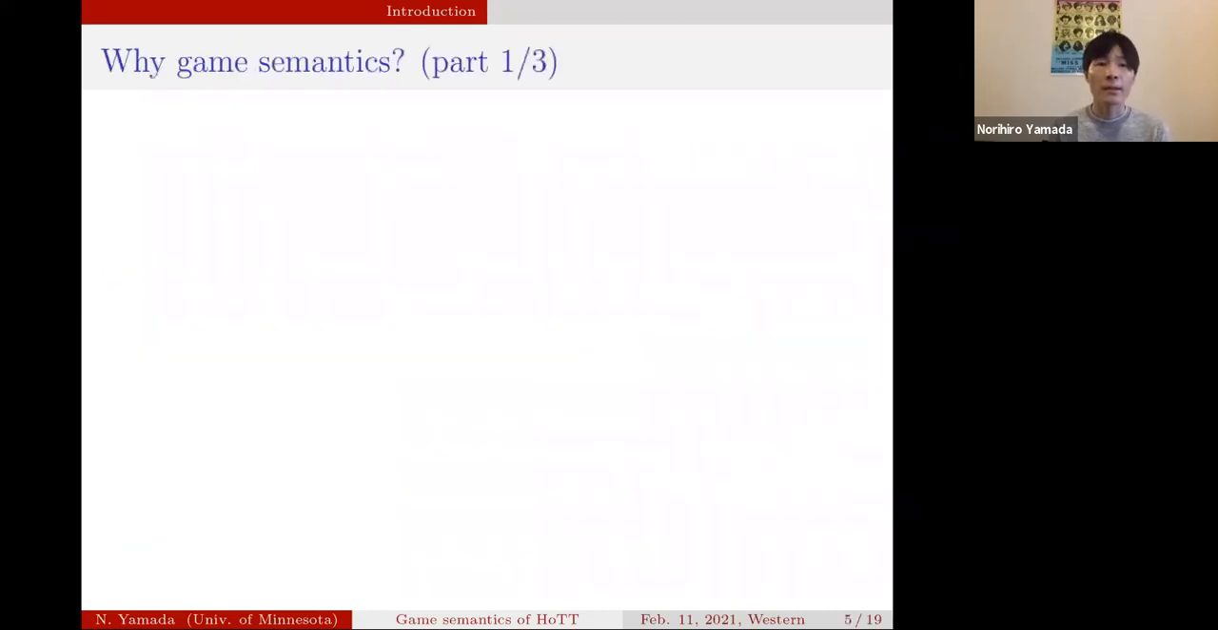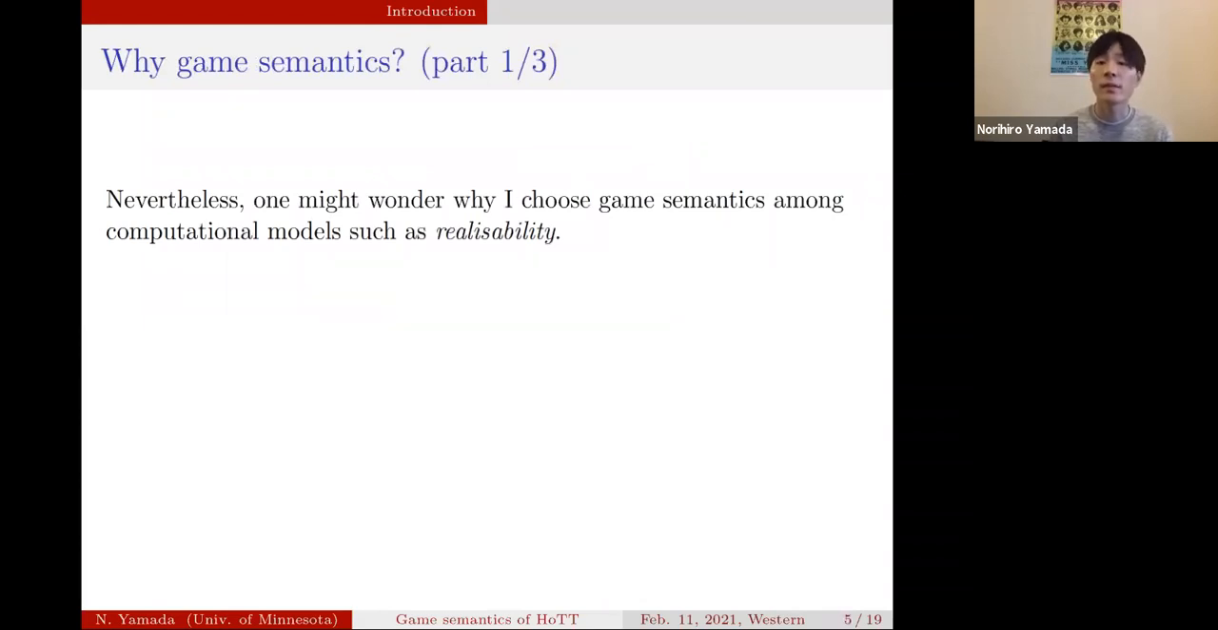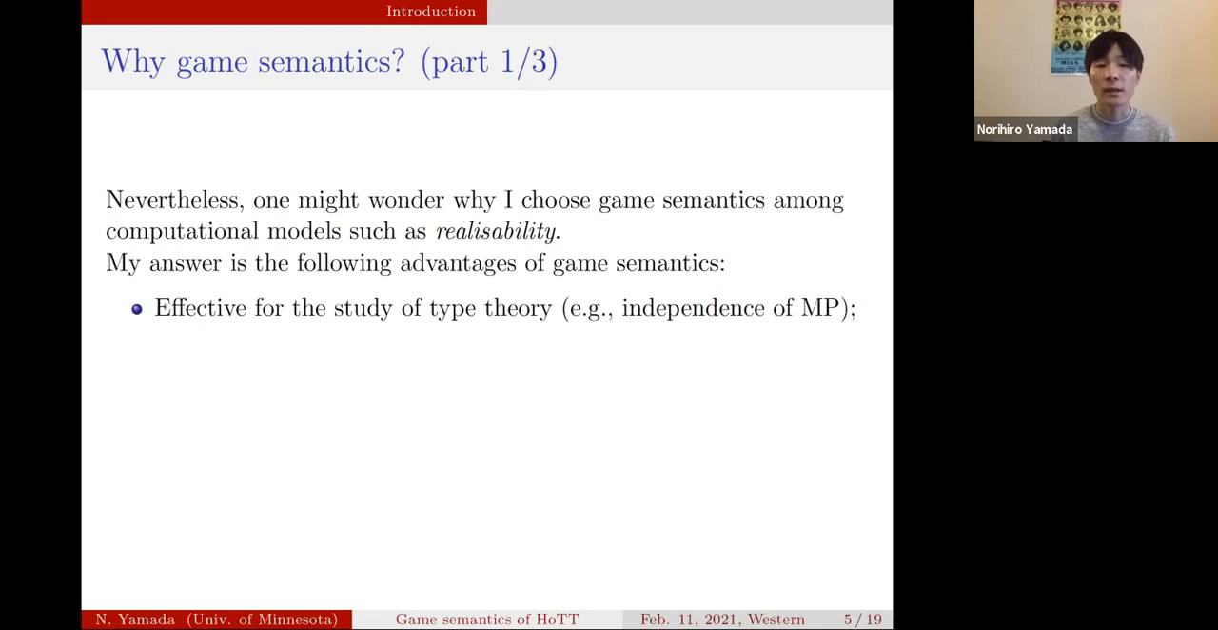Right, but at this point, one might wonder why I choose game semantics, because there are many other computational models, most notably realizability models. A possible answer would be the following advantages of game semantics. First, game semantics has been very effective for the study of type theory, something like independence of Markov's principle. On the other hand, for instance, the higher effective topos cannot show independence because it validates Markov's principle. And secondly, game semantics has an elegant interpretation of computational effects and linear logic. So one can hope from game semantics of HoTT to get some nice combination of HoTT with effects and/or linear typing.